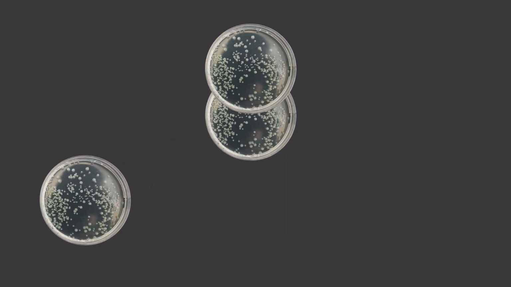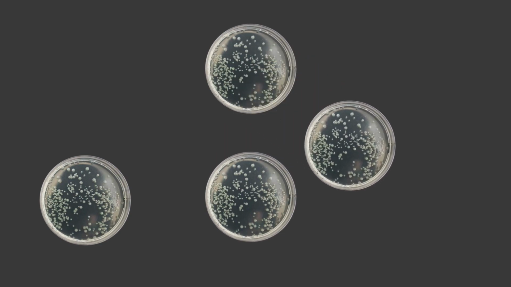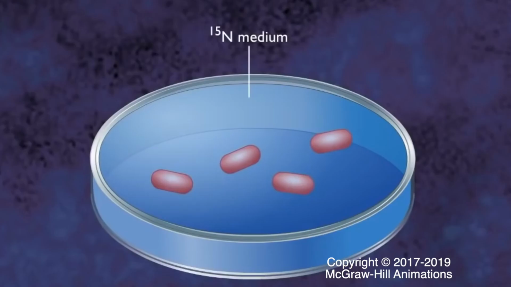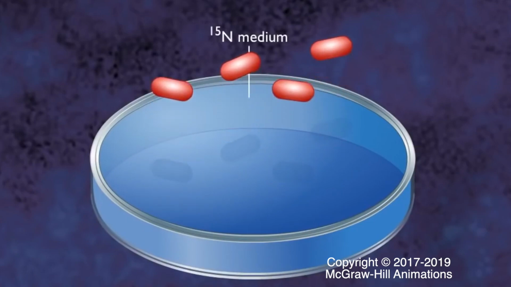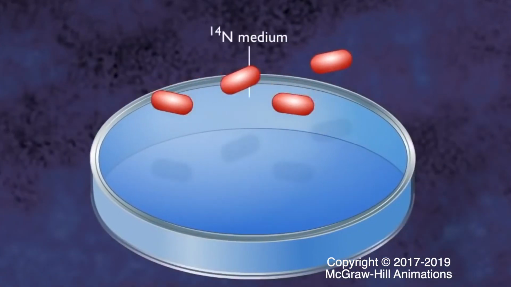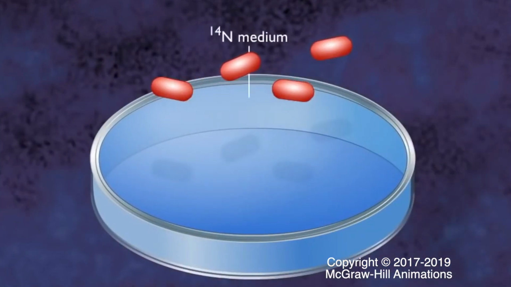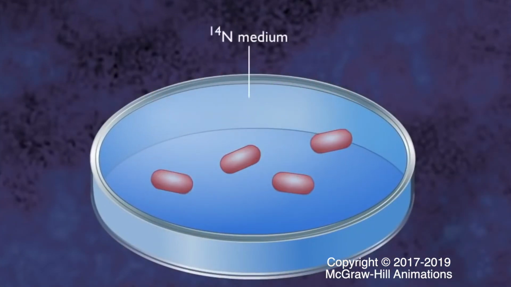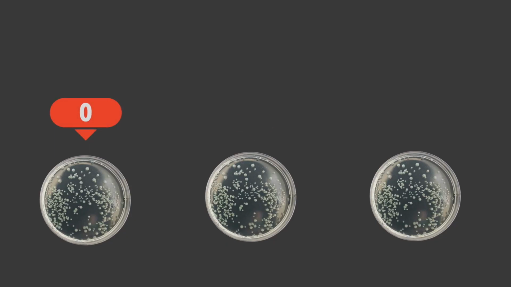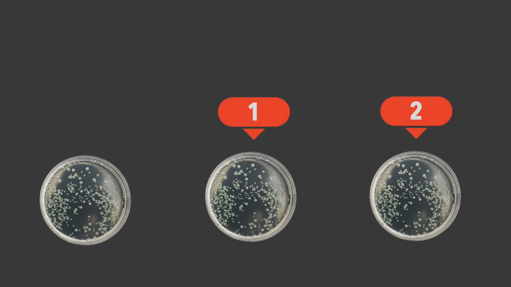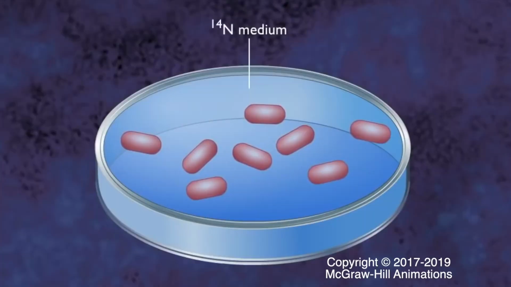They subsequently divided the bacteria into portions. The first portion was left as it was, the second portion was transferred to a food source in which only nitrogen-14 was present and left for about 15 minutes, permitting DNA replication to occur only once. And the last portion was left long enough to allow DNA to replicate two or more times.